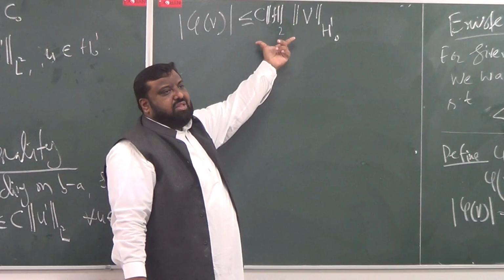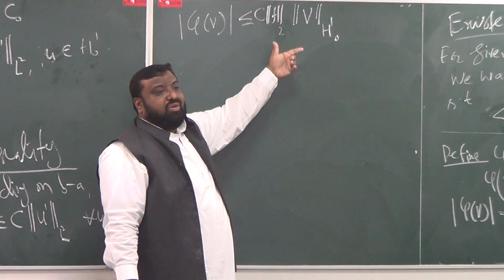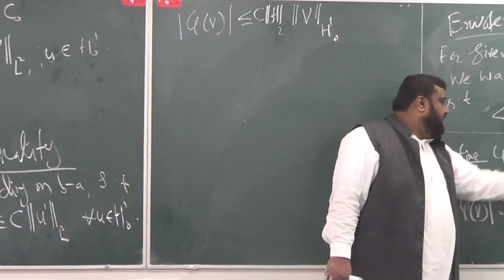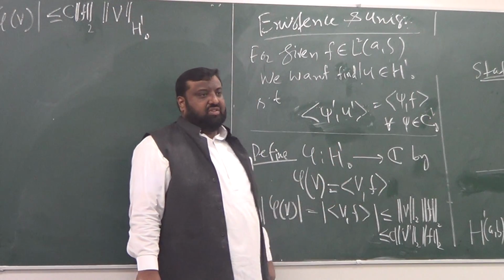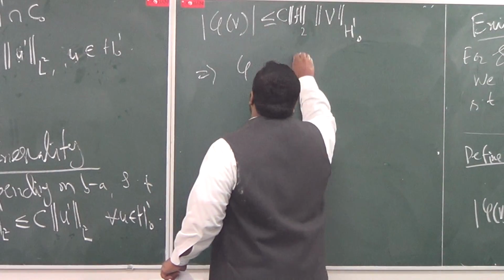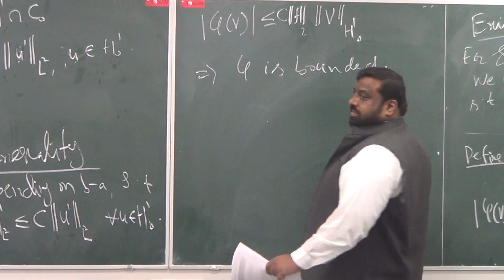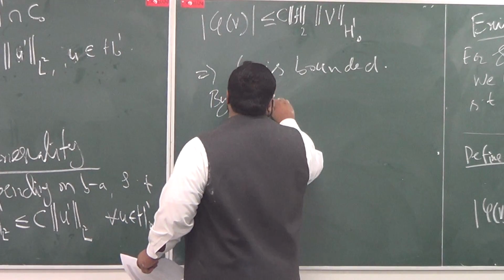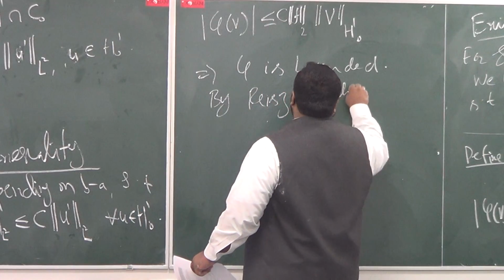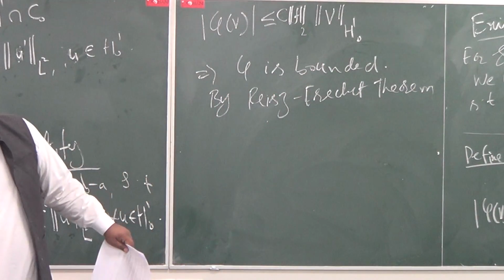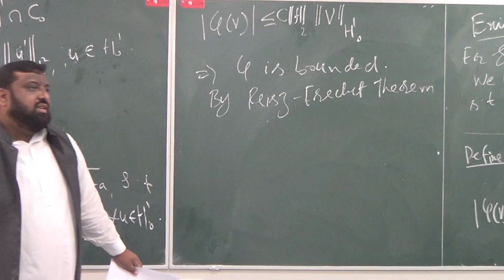And what does this show? This shows that phi is bounded. This is what we wanted. For boundedness, you need to estimate the output in terms of the H1 norm. This is what we did. So you have this in the H1 norm, and this implies that phi is bounded. And it is obviously linear. Hence, by the Riesz-Frechet theorem, what are you going to get? There exists a U.